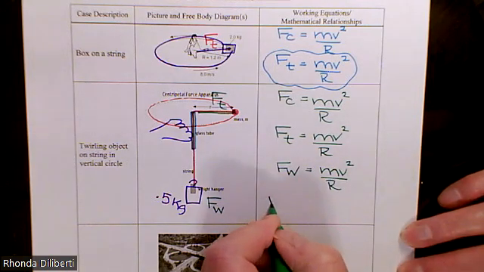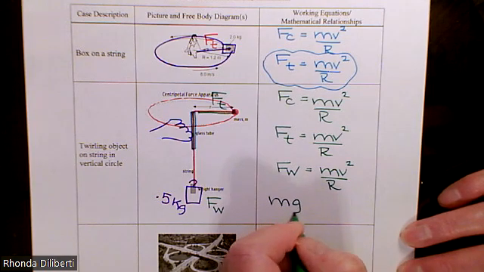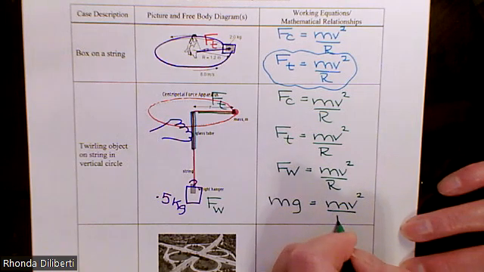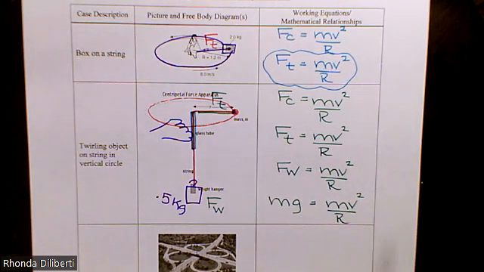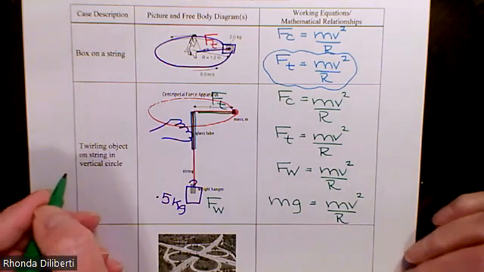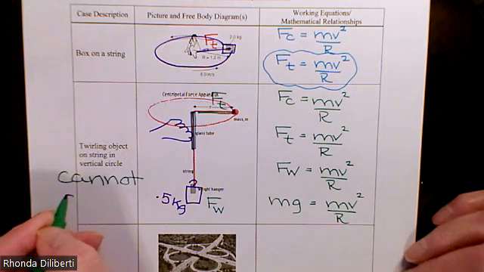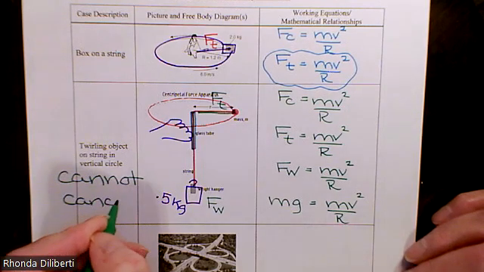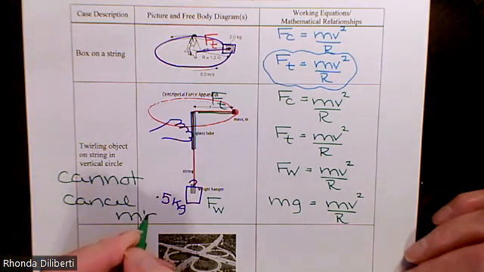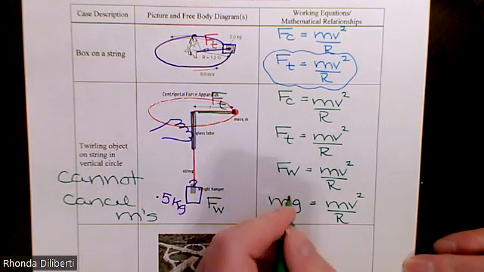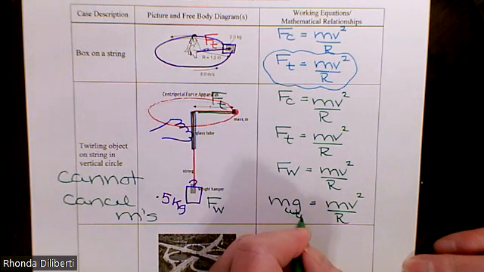And FW would be that mass times gravity equals mv squared over r. Ooh, but this is tricky, because look at this. I have an m here and I have an m here. But you cannot cancel m's. Why? Because this m is the mass of the weight. So I'm going to write the word weight in here.